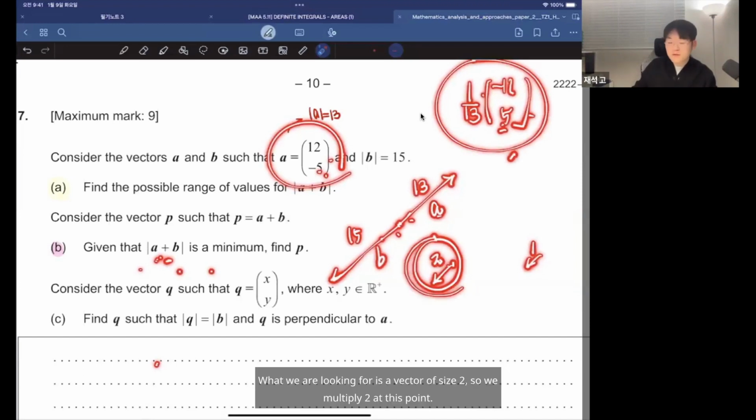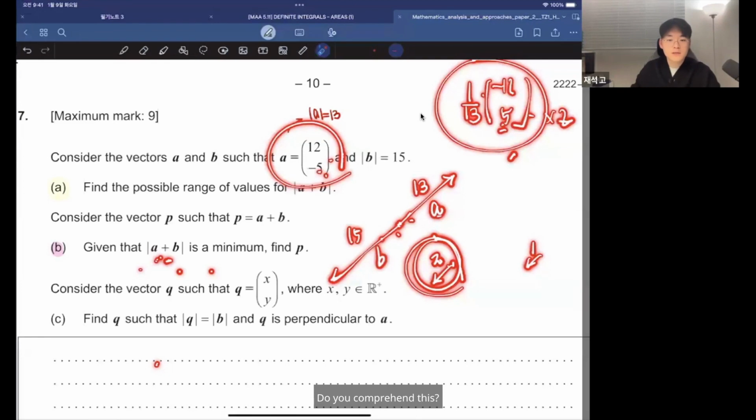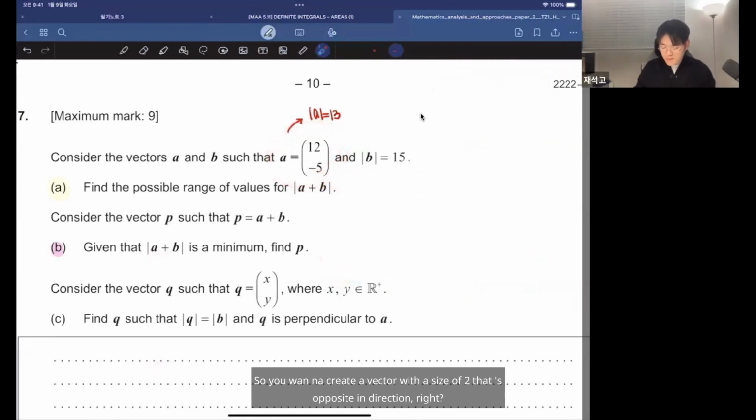What we are looking for is a vector of size 2, so we multiply by 2 at this point. It is great to create a unit vector of any size, so we can simply multiply it. Do you comprehend this? So you want to create a vector with a size of 2 that's opposite in direction, right? Where do you want to start?